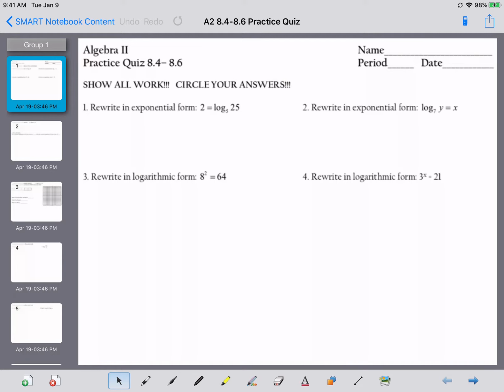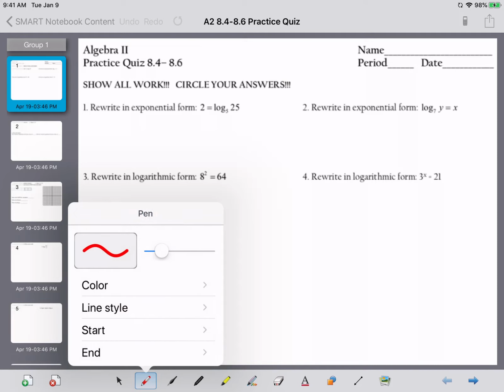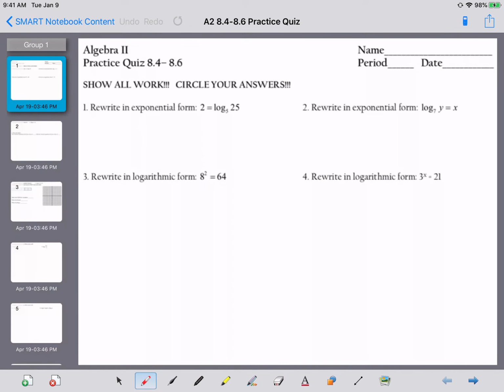So the first problem says to rewrite in exponential form. Remember we always have this as our base. So this is 5 and then our exponent is 2 and then that equals 25. And that's it. You should always check to make sure your answer is actually true. In this case, we know 5 squared is 25, so that works.